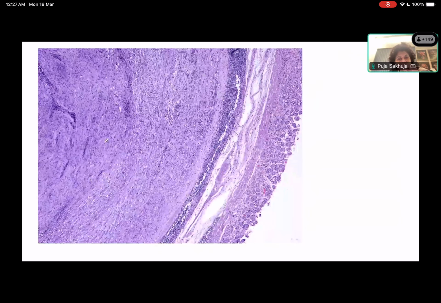And now we have another tumor. What do you think this tumor is? Again, another spindle cell tumor in the muscle layer. This is the muscularis mucosa, this is the submucosa, then there is this muscle layer in which the tumor is there. Another spindle cell tumor. Ramji, what do you think this tumor is? Amongst the mesenchymal tumors of the stomach, which tumor would you think this is?